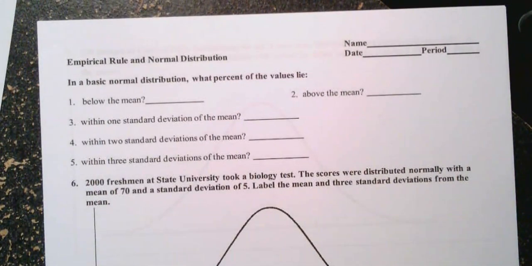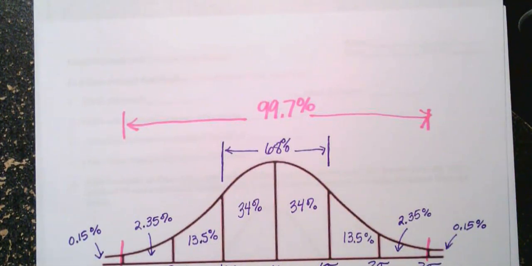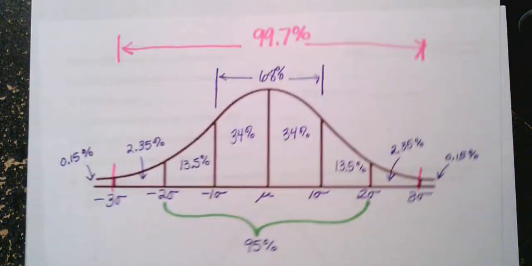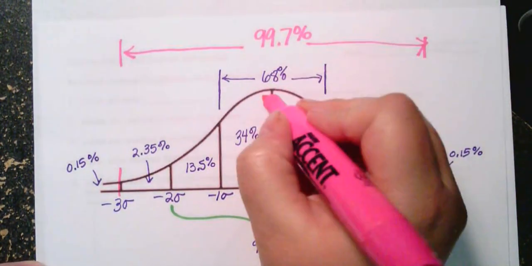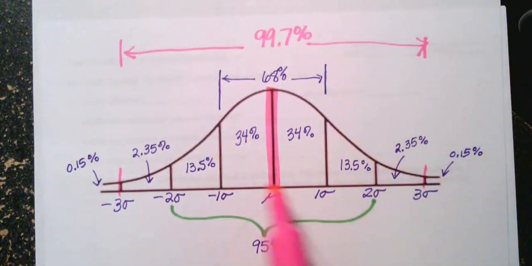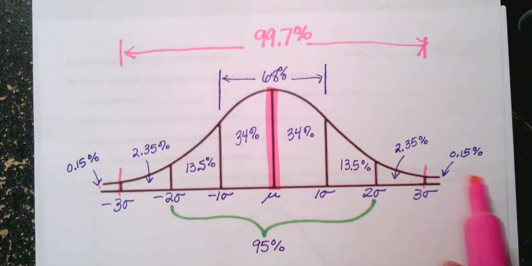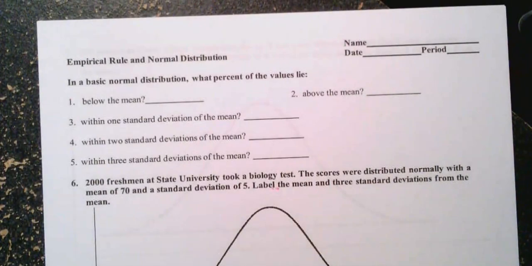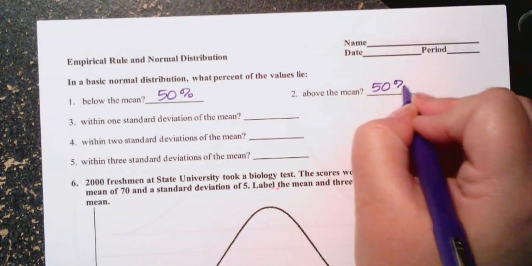So, in a basic normal distribution, what percent of the values lie below the mean is number one, and number two is above the mean? Well, notice that it's symmetrical, and that's a big deal. That's not by accident. That's part of what makes it a normal distribution. So that means half of your data is to the left of this, and half of your data is to the right of this. So that's 50% for both of those answers. So this would be 50% here, 50% here.